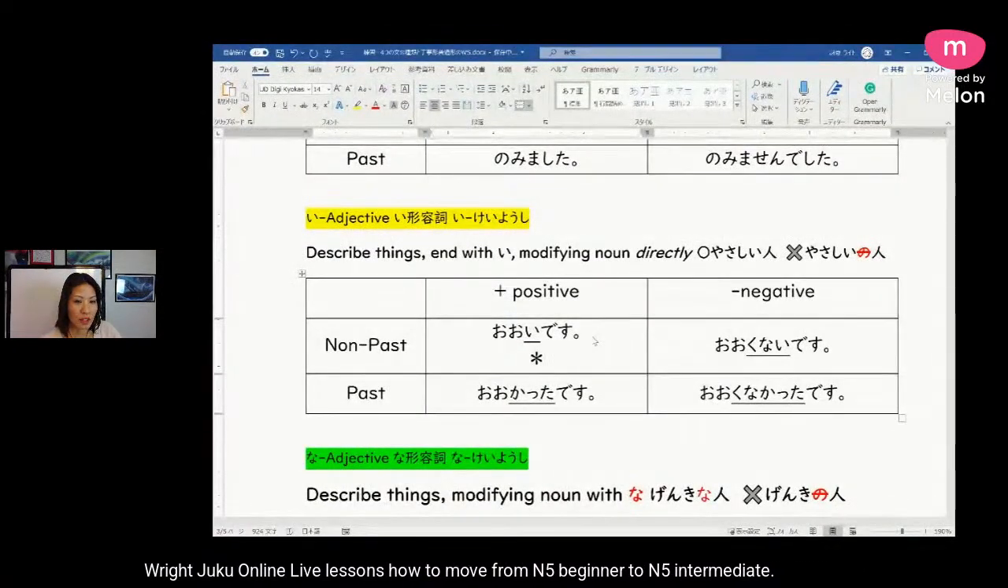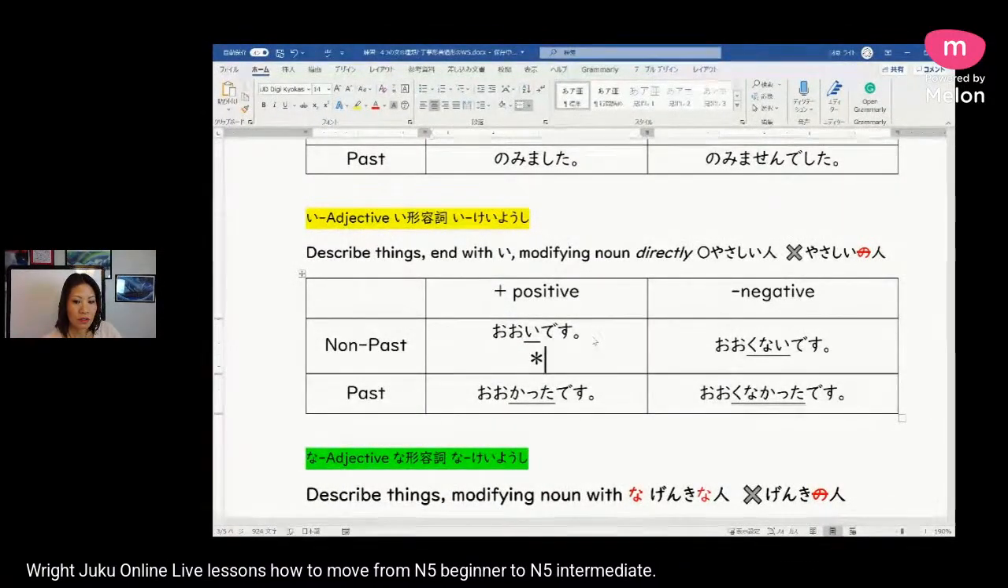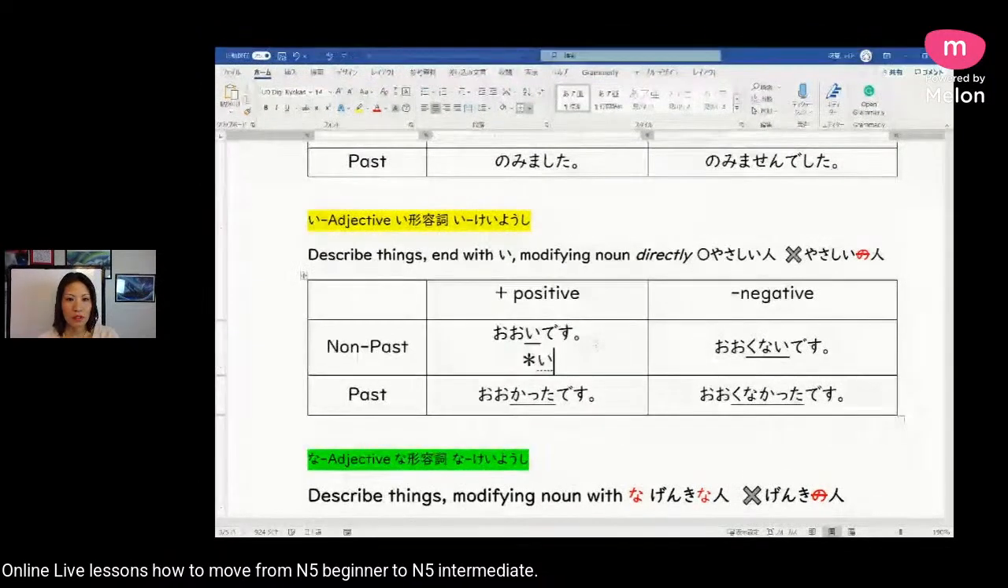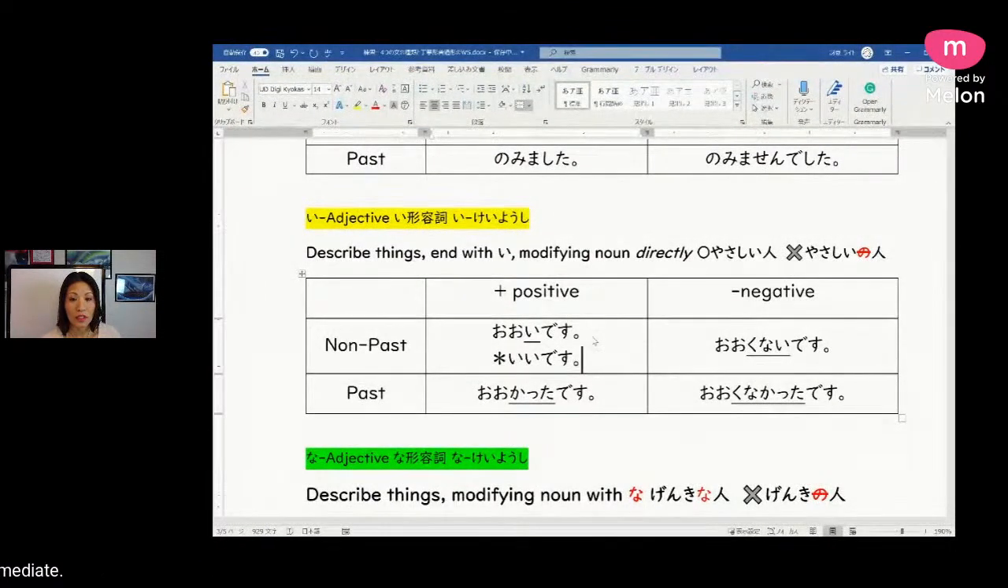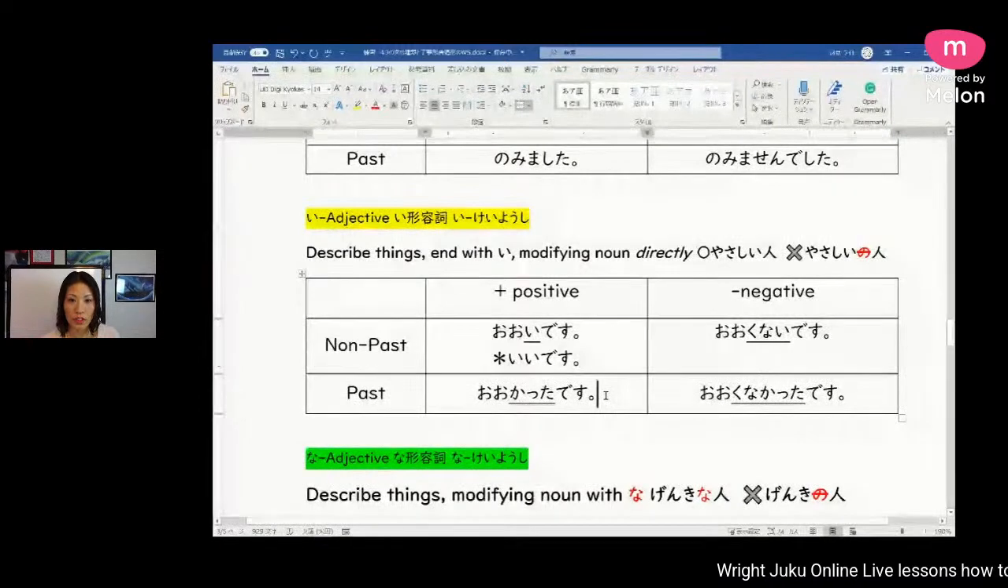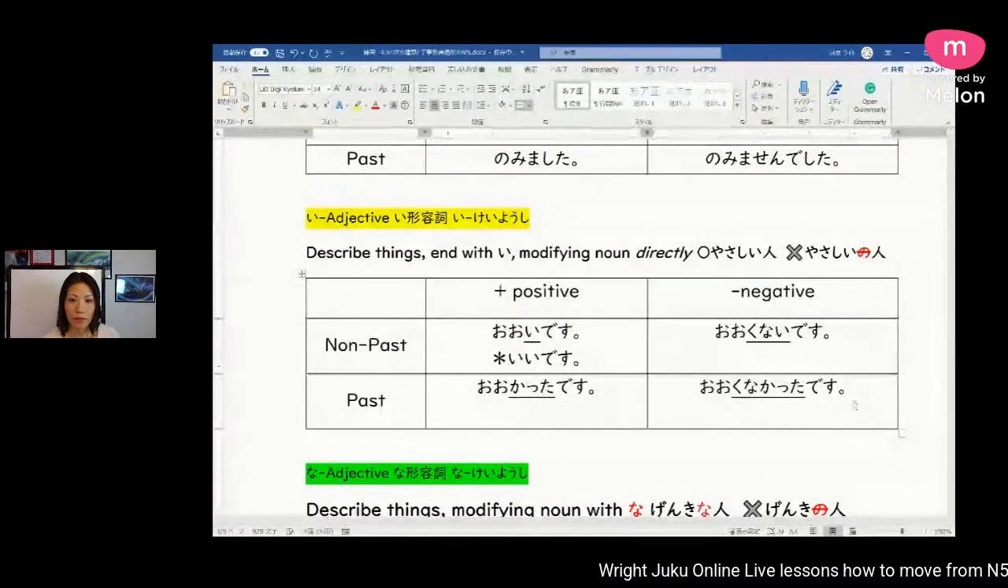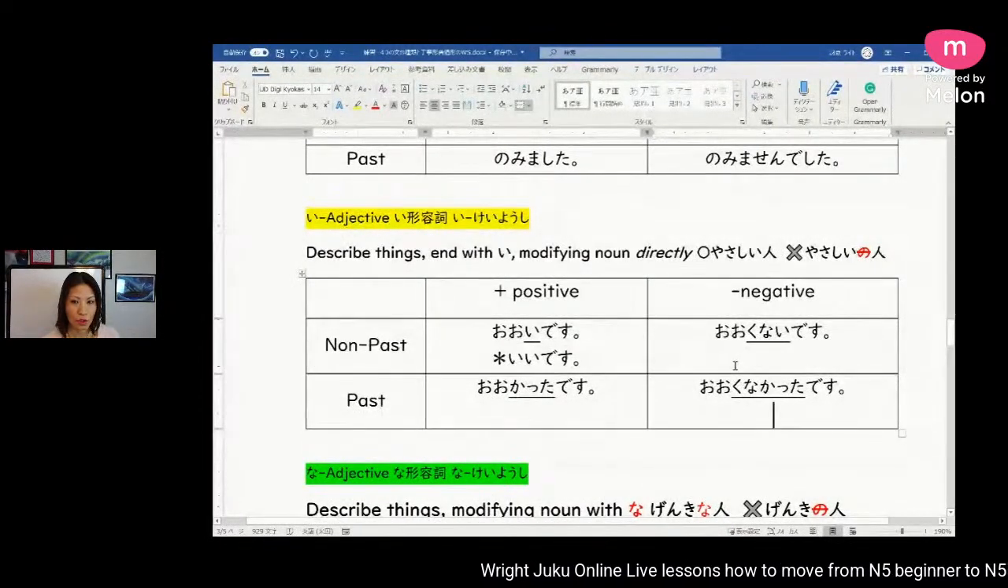Do you know what the exception is? That's this one. So let's write this one too. So いいです is special here. So can you add all four here for いいです? And you will see why it's an exception.